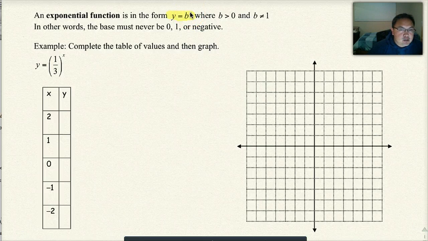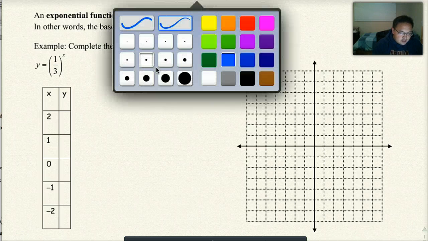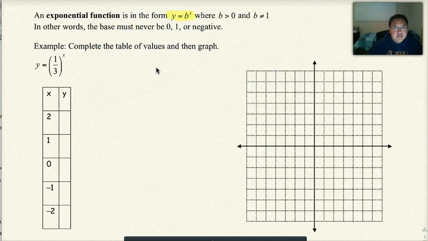If I say, hey, what's an exponential function? It's a number to the x power where the number is greater than 0 and it can't be 1. So the base can never be 0, 1, or negative. Okay? So first of all, this one is an exponential function, right? Here's your number. It's to the x power. This is not 0, this is not 1, and it's not negative. So how do you graph an exponential function?